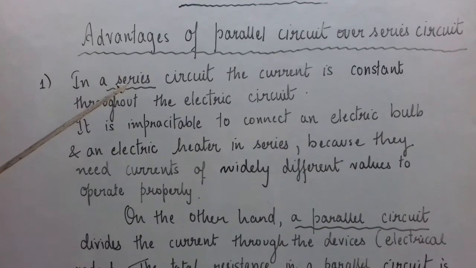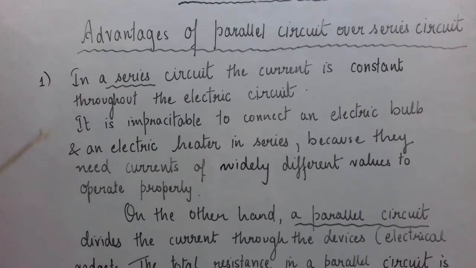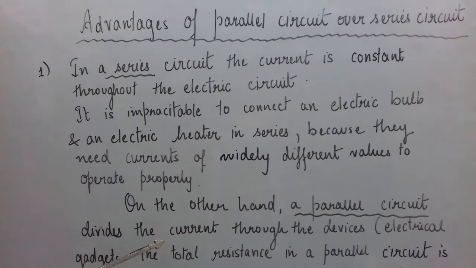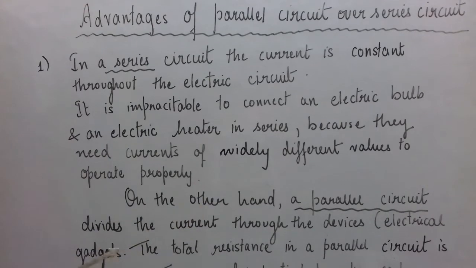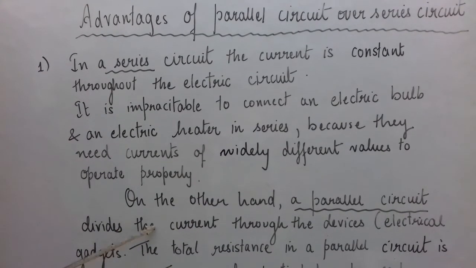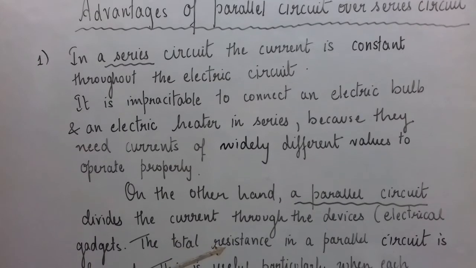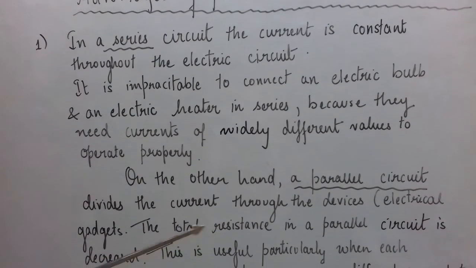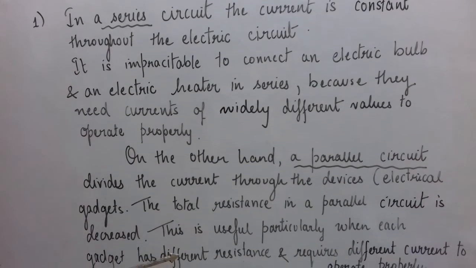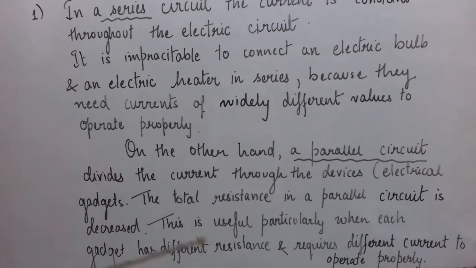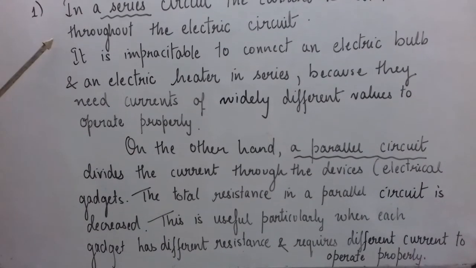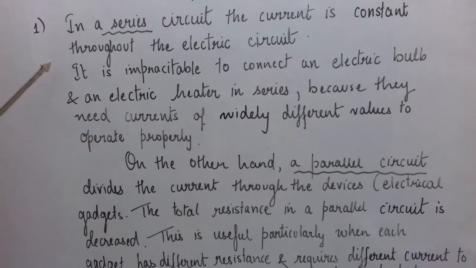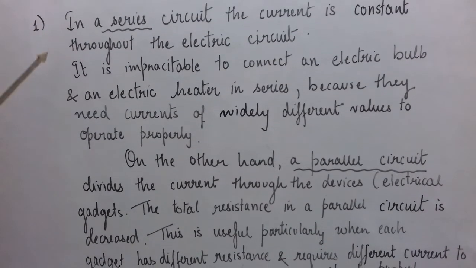Let us see what is the advantage of parallel circuit considering the same point. On the other hand, a parallel circuit divides the current through the devices, electrical gadgets here. It divides the current. So the total resistance in a parallel circuit, we know, is decreased. This is useful particularly when each gadget has different resistance and requires different current to operate properly. So this is just the reverse of this. Here the current remains the same. So components which require different currents to operate properly cannot be connected in series.